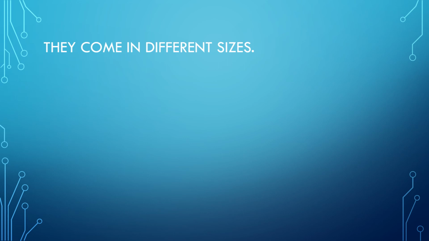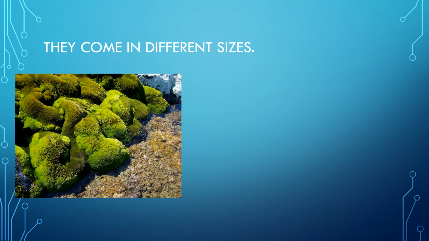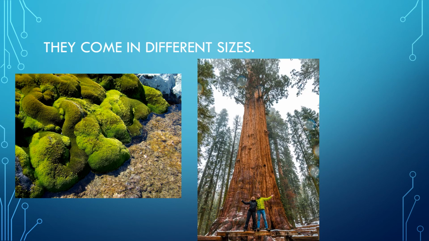Plants come in many different sizes. They can be tiny, like moss, or they can be huge, like these sequoia trees that you see here. But no matter what the size of a plant is, it's multi-celled, and all plants are producers.